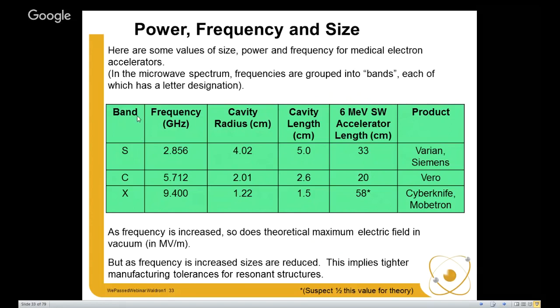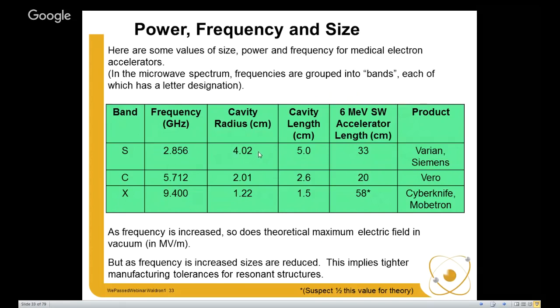Frequency ranges from the military have letter designations for different bands. And so we have an S as in Sierra. S band is the most common medical LINAC band. Usually we're talking about a center frequency in the 2.8 gigahertz range, although we've got machines that operate from about 2.5 up to 3.